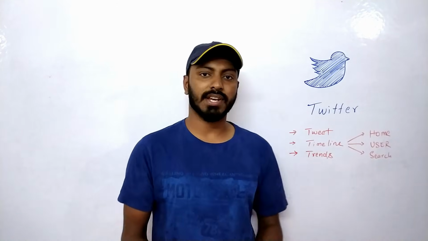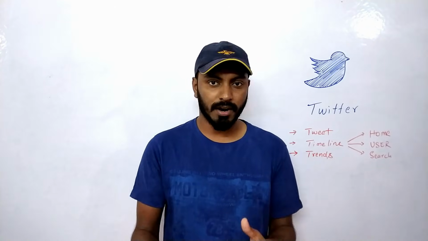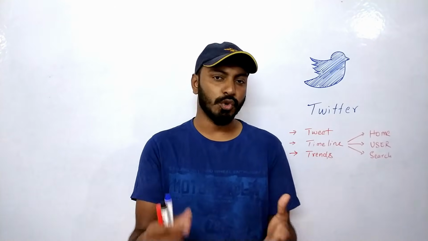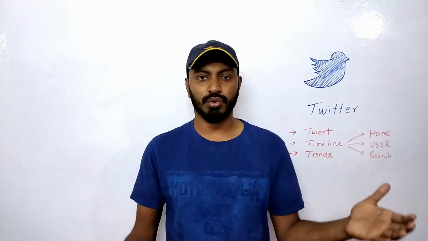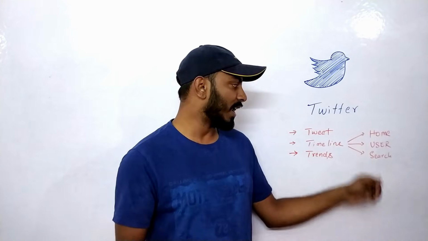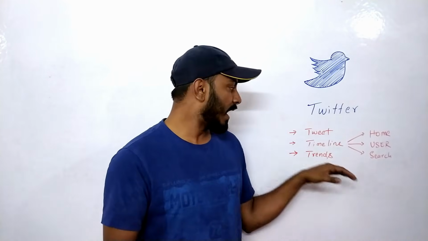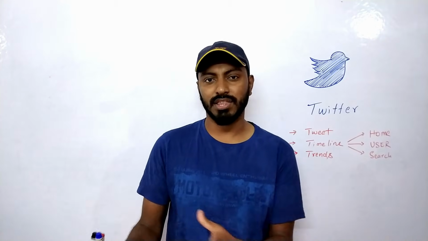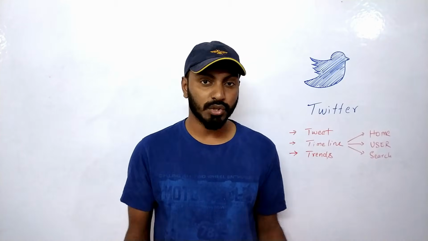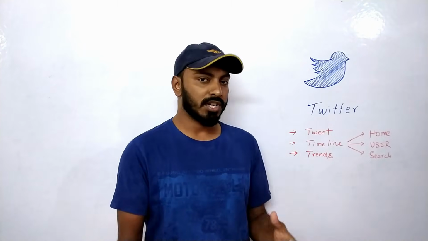The next is user timeline. This is specific to you, that is all the tweets you made, all the retweets you made. Whenever you open your profile, you will see all the tweets you made, right? That is called user timeline, and you should be able to see that. And also the search timeline, in which you search some keyword in Twitter, and then you should be able to see all the tweets which are related to that particular keyword.